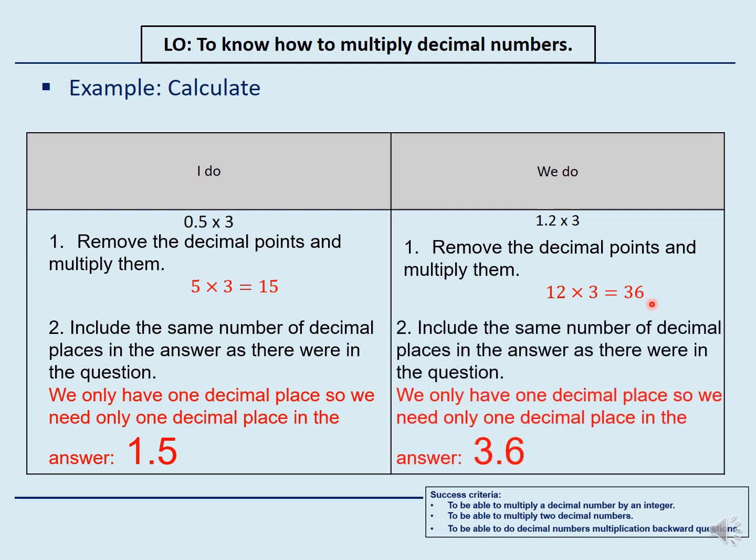The second step was to go back to the question and see how many decimal places you have in total. In total, as you can see, I only have one decimal place, which is in here. So in my answer, I only need one decimal place. So I start from the right side, go one digit back. So instead of 36, I have 3.6. So the last answer for that multiplication is 3.6. If you've done that right, we're done.